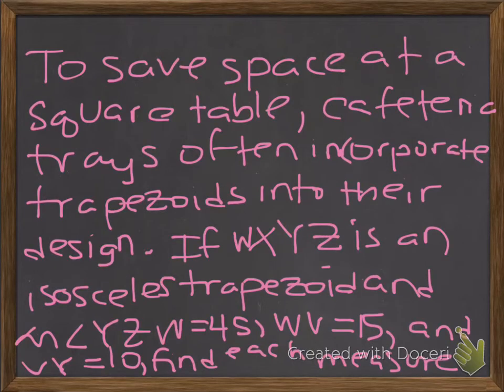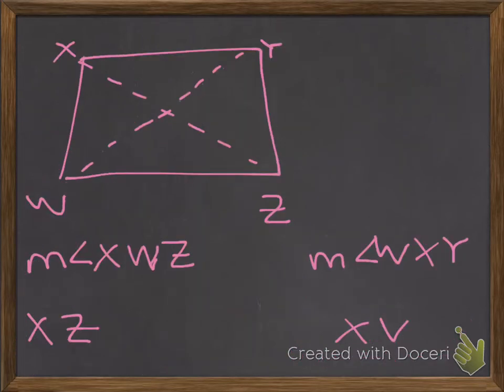it tells us here that to save space at a square table, cafeteria trays often incorporate trapezoids into their design. So if you have trapezoid WXYZ here, it's an isosceles trapezoid, and it tells us that angle YZW is 45. So YZW, which is going to be this one, is 45. And then it tells us that WV is 15. And that VY is 10.